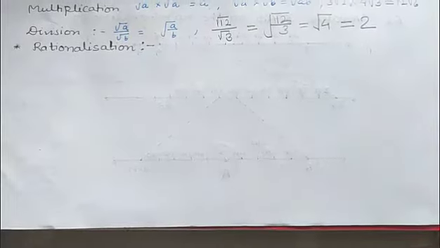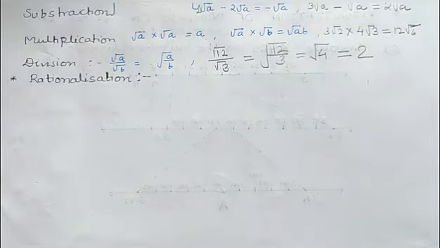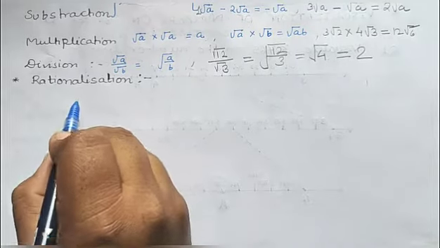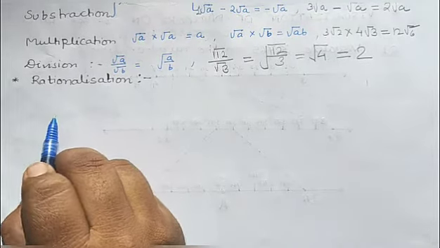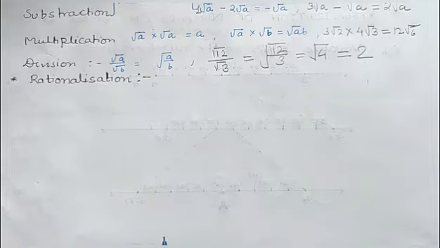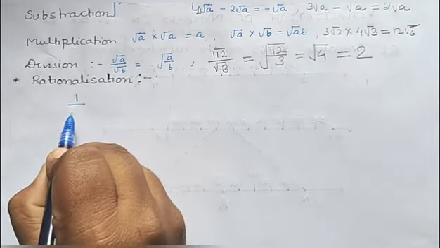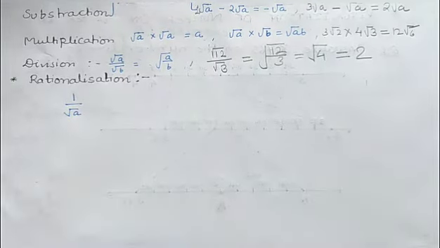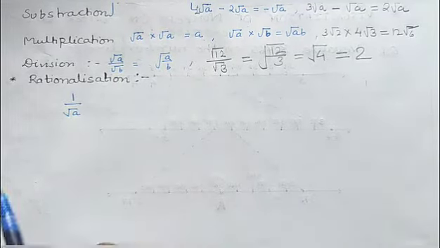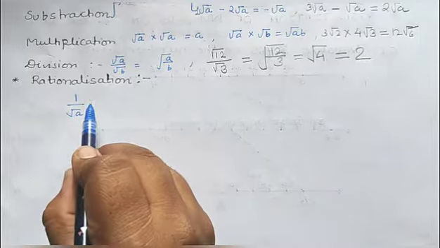Now our main topic is rationalization. How will we do the rationalization? Basically here we will study how to rationalize the denominators. Rationalize means to remove the square root numbers, to remove the square root from the denominator. See, like if a number is 1 upon under root a, how will you remove the square root from the denominator? So you should multiply.